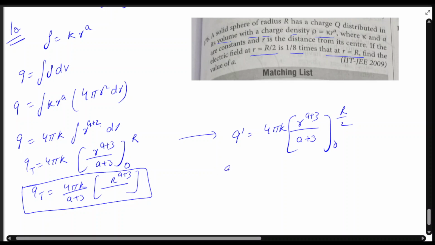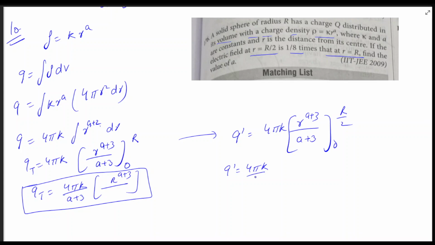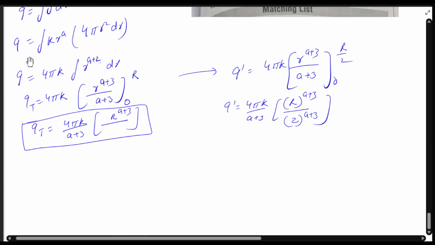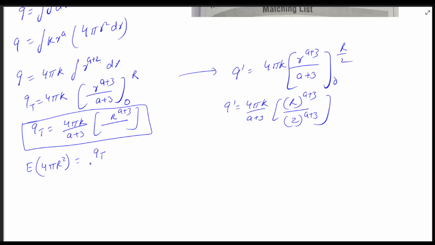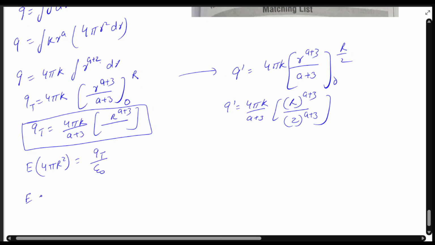Now for Q dash, it will be 4πK by (a+3) and R by 2 if I put, so it will be R^(a+3) by 2^(a+3), right? Now let's find the electric field using Gauss law. So electric field into area 4πR² will be Q enclosed, which is Q total upon epsilon naught. So the electric field we will get is 1 upon 4πR² times Qt upon epsilon naught, right?